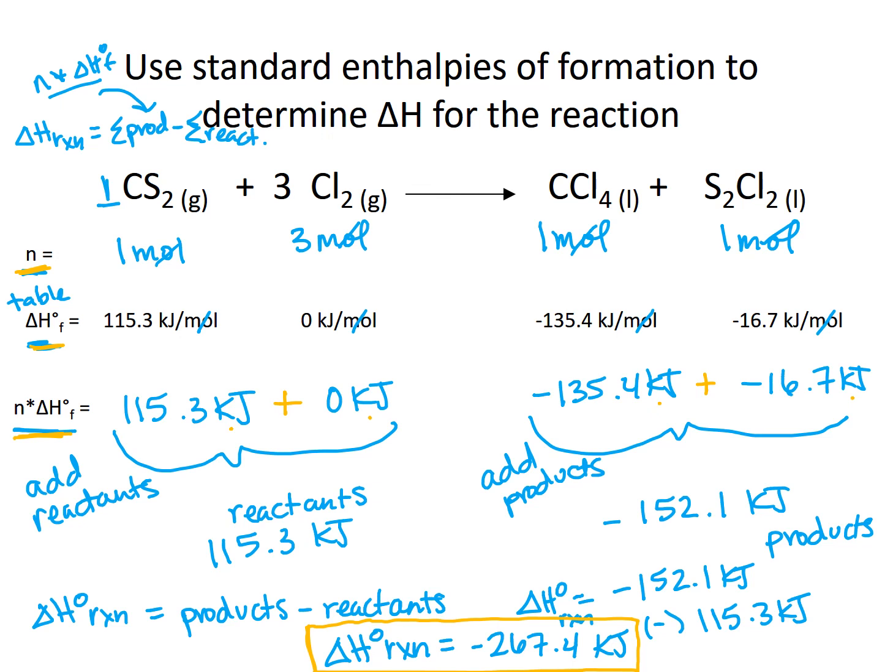So I find my product value, which is negative 152.1 kilojoules, and I'm going to subtract my reactant value, which is positive 115.3 kilojoules. So here, negative 152.1 minus a positive 115.3 kilojoules gives me a delta H of the reaction of negative 267.4 kilojoules. That negative says exothermic, so when this reaction happens, energy gets released. So that is how I go through and separate this to find these delta H of the reactions. Let me know if you have any questions.